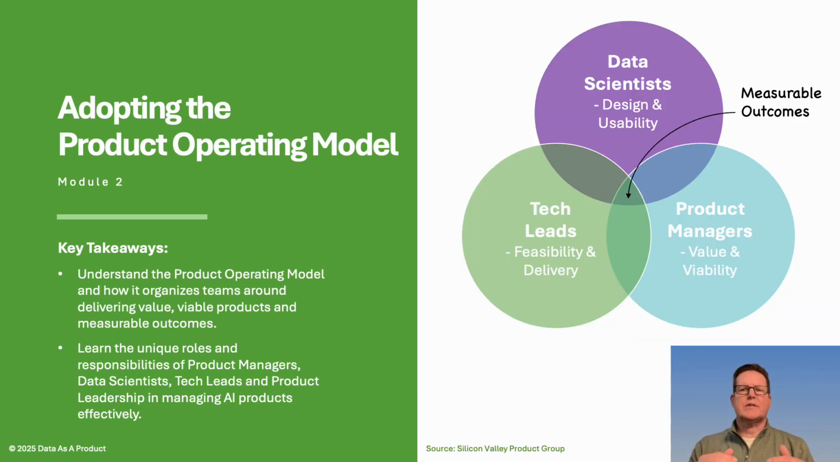Module 2 focuses on the product operating model. This is a blueprint for organizing cross-functional teams to deliver measurable outcomes and applying it to AI product management. You'll learn the unique roles that product managers, data scientists, and tech leads have, and how they collaborate together to deliver valuable, feasible, and viable AI solutions.